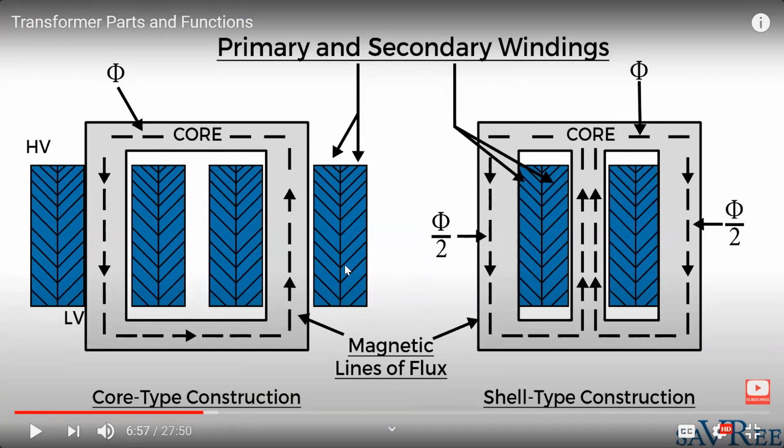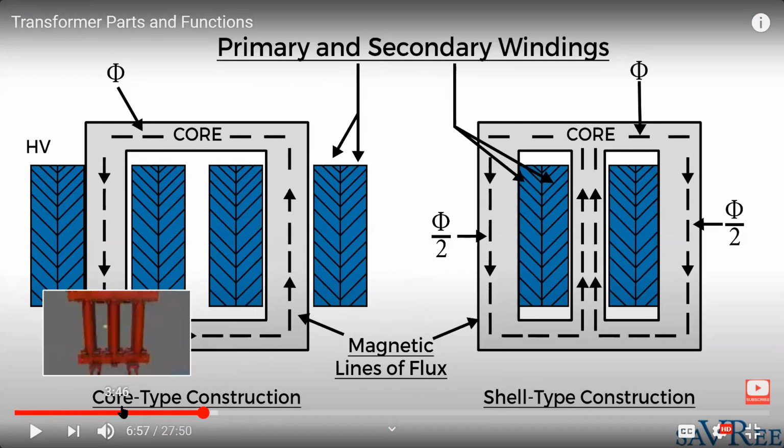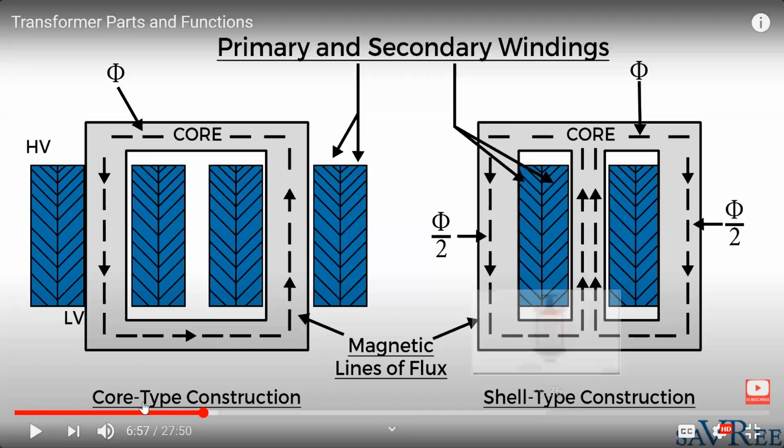So we have two types of core construction in a transformer: core type transformer and shell type transformer. See the difference between the core type and shell type. In core type transformer, we have just one window. In shell type transformer, we have two windows, this is the one window, this is the second window.